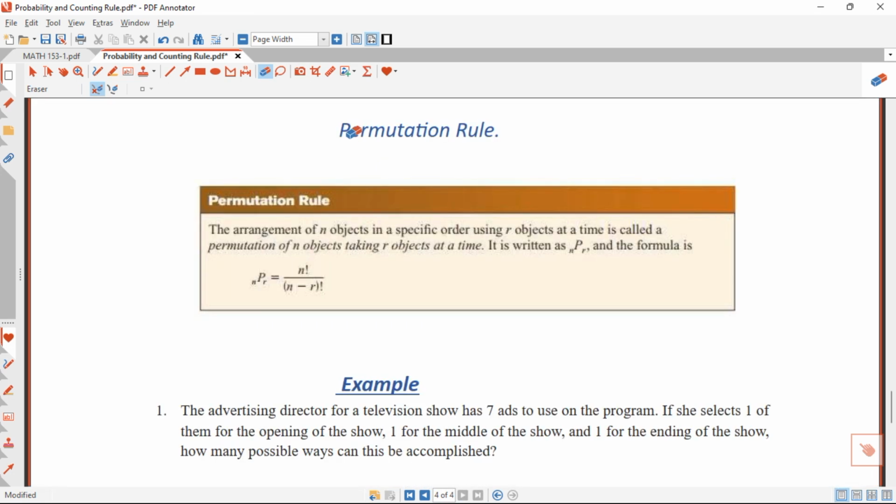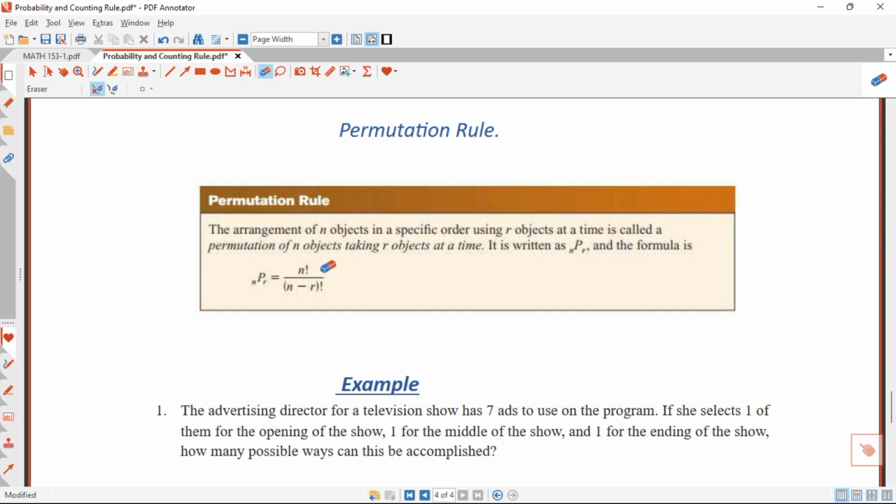So here, let's discuss the permutation rule. For the permutation rule, the arrangement of n objects in a specific order using r objects at a time is called permutation of n objects taking r objects at a time. It is written as nPr, and the formula can be expressed like this: nPr is equal to n factorial divided by (n minus r) factorial. So this is how the permutation rule is expressed.